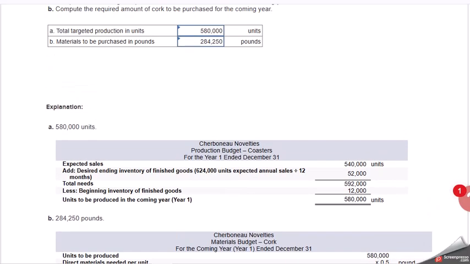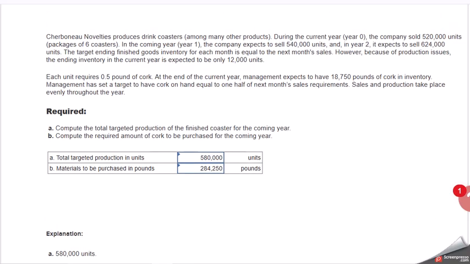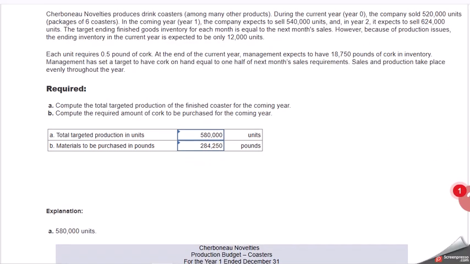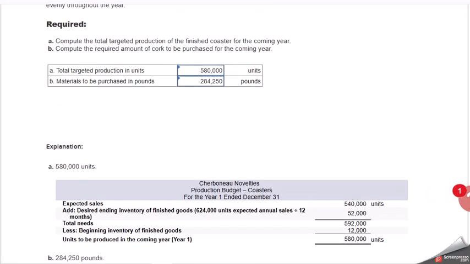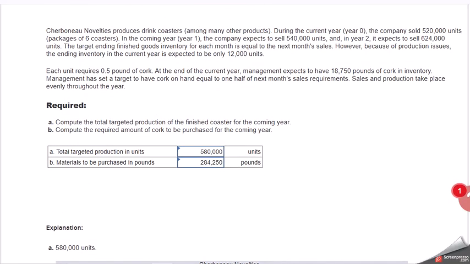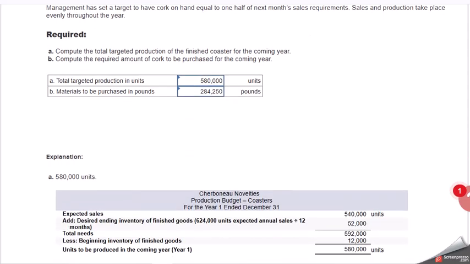So then if that's how much they need to make, then how much material do they need? So if we go back up there, it tells us that each unit is a half a pound of cork. So we're going to factor that in times the number of units we need to produce. So then we need 290,000 pounds of that cork. Then how much ending inventory do we want to have for that? So we want to have 1/2 of next month's sales requirements.